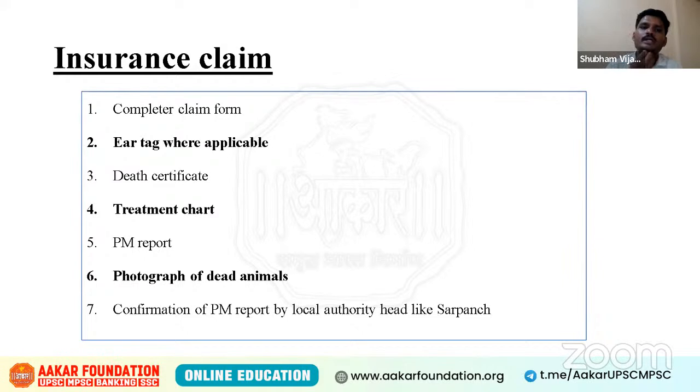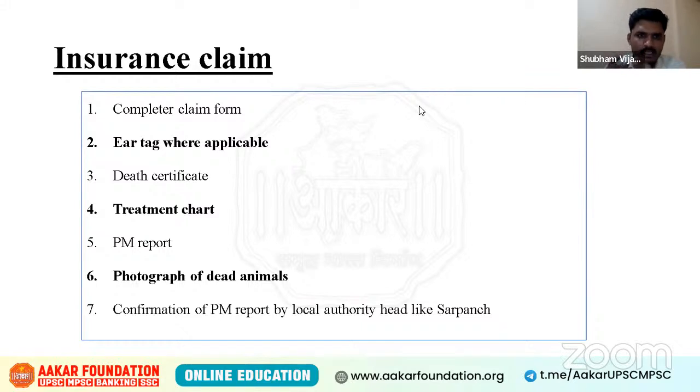Now the farmer wants the reimbursement against that animal, so he must possess a complete claim form, and an ear tag wherever applicable; that is a must. Death certificate of that animal, and treatment chart if that animal has been treated 3-4 days before the death.